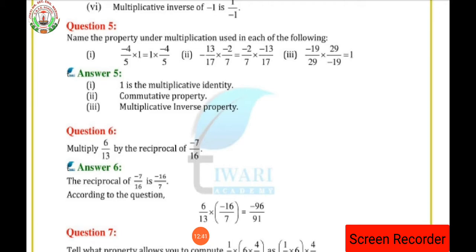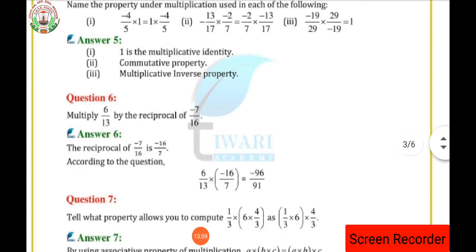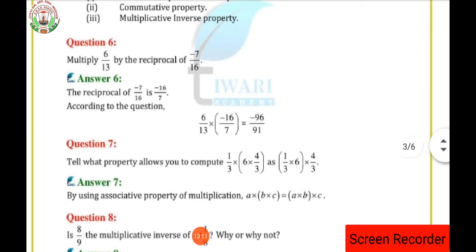So in this question number 6 it is said to multiply 6 by 13. 6 by 13 को किससे मल्टीप्लाई करना है? माइनस 7 अपॉन 16 के रेसिप्रोकल से, मल्टीप्लाई करना है. Have you understood? So reciprocate minus 7 by 16, the reciprocal will be minus 16 by 7. So 6 upon 13 will be multiplied with minus 16 upon 7 in order to get the answer minus 96 upon 91. Understood up to here? Next question we are having.